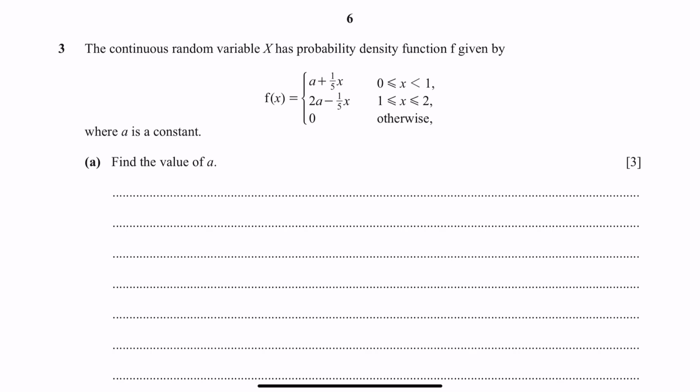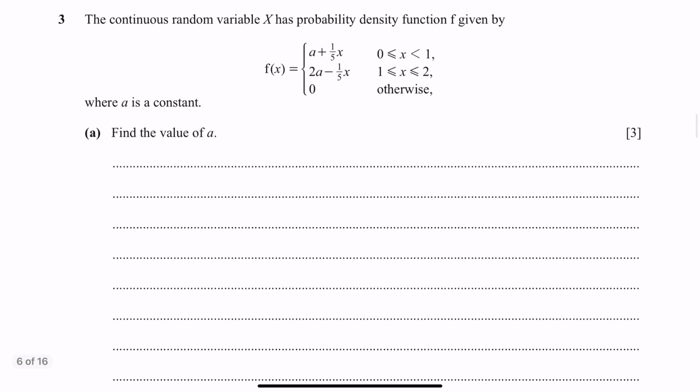Third question. The continuous random variable x has probability density function f given by f(x) equals a plus 1/5 x when x is in between 0 and 1, and f(x) equals 2a minus 1/5 x when x is in between 1 and 2. a is a constant, so now we need to find the value of a. So we know that the total probability is always equal to 1.